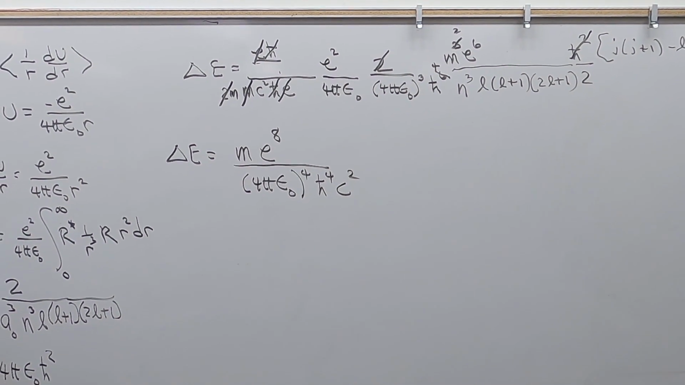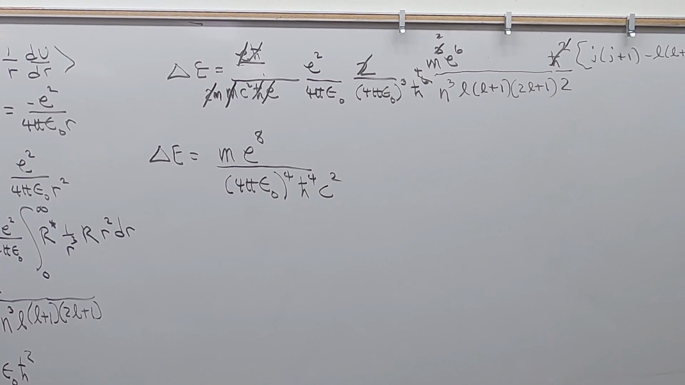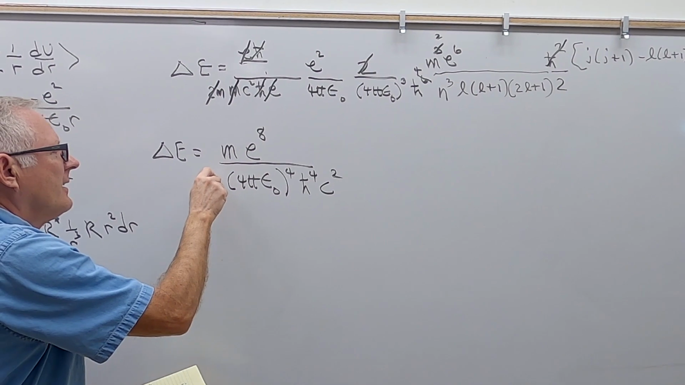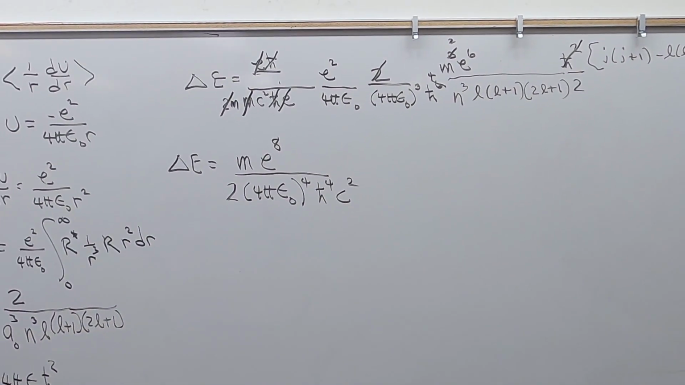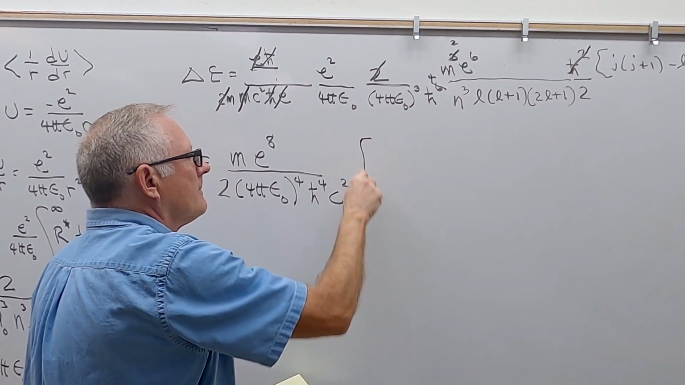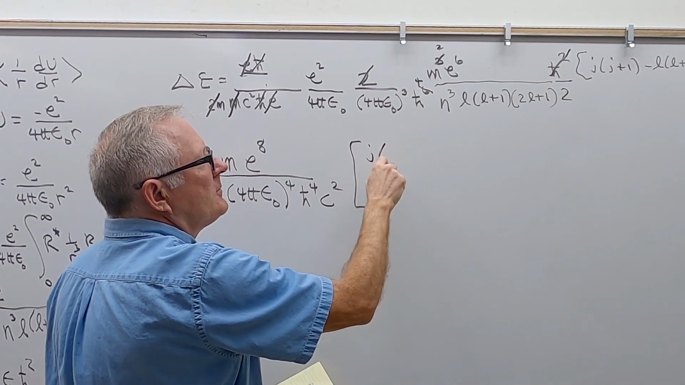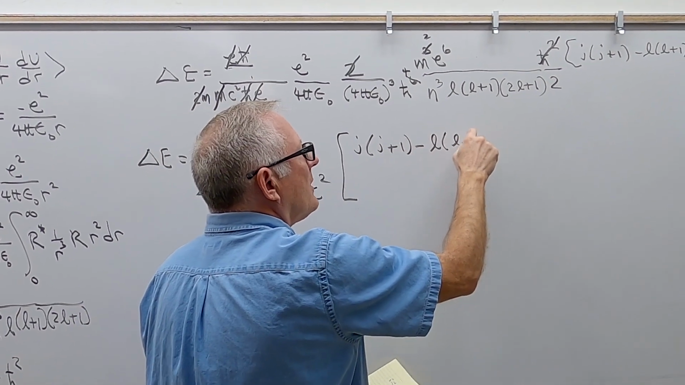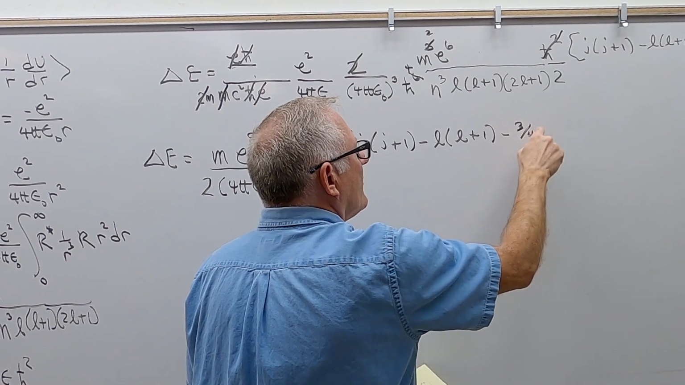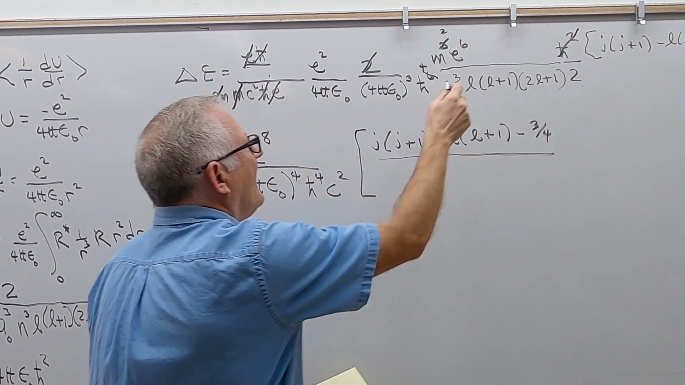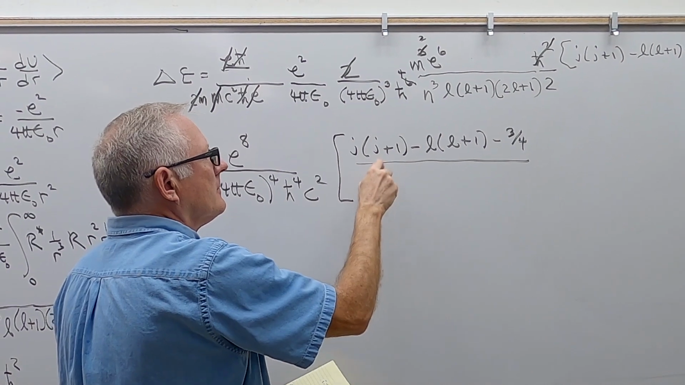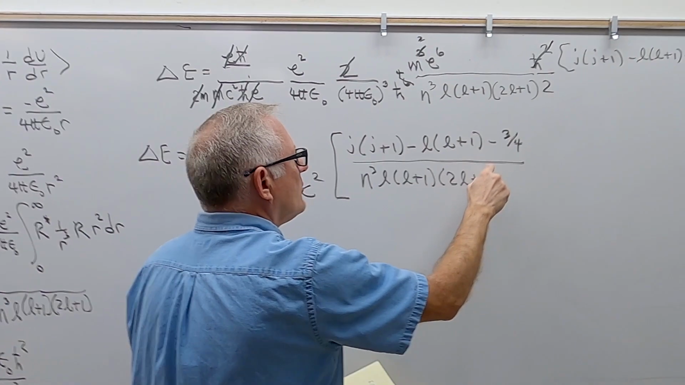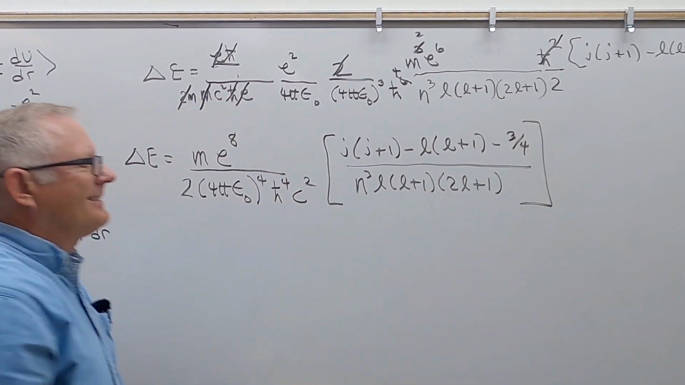Just wanted to share. Okay. And there's a 2 in the bottom too, right there. There's another 2. Okay, so I think we've got it all right there. And then we're left with j times j plus 1 minus L times L plus 1 minus 3/4 divided by n cubed, L times L plus 1 times 2L plus 1. I think that's it so far.